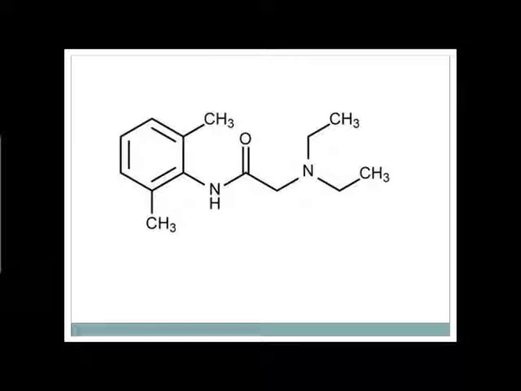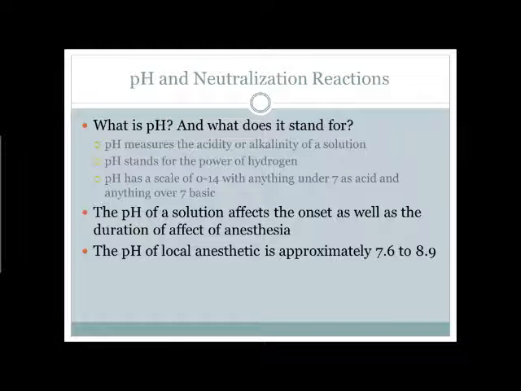This picture looks at the chemical structure of the local anesthetic lidocaine. Lidocaine is used in many dental procedures and is also found in many numbing creams and gels. pH is an important factor in local anesthetics. What is pH and what does it stand for? Well, pH measures the acidity or alkalinity of a solution.